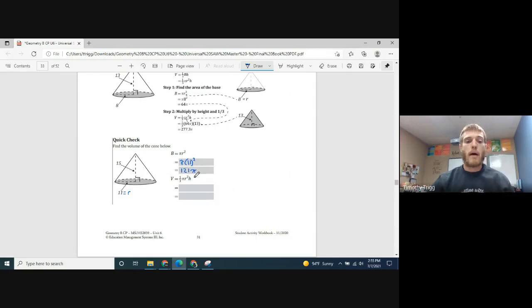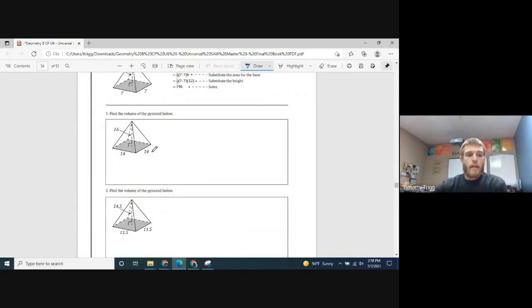That's 121 pi. Now let's find the volume. So that's going to be 1/3 times the area of the base, which is 121 pi, times the height. And the height of this cone is 15. 121 times 15 divided by 3 gives me 605 pi. Okay, let's go on.